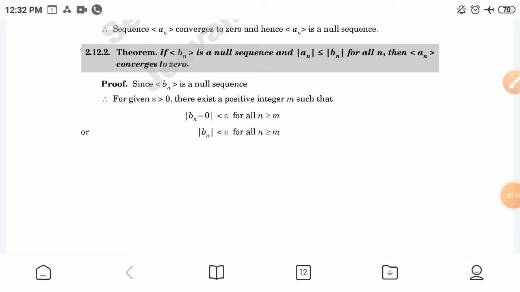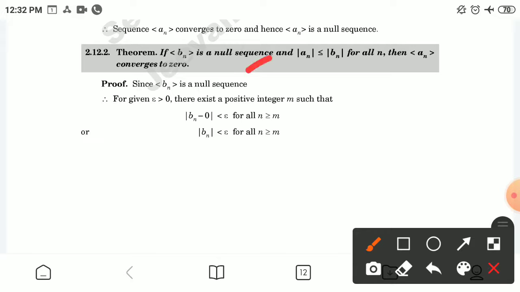Next result: if bn is a null sequence and |an| is less than or equal to |bn| for all n, then an converges to 0. Since bn is a null sequence, it converges to 0, and using the definition, |bn| is less than epsilon for all n greater than or equal to m.